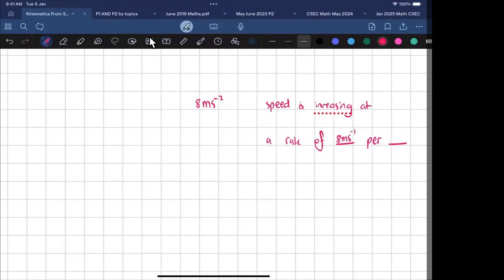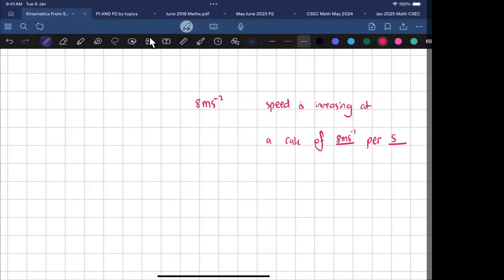So this is velocity. And when we talk about acceleration, the velocity is changing with respect to time. Right. So for every unit of time that passes, the speed increases by 8 meters per second. Look at the units, it's s to the minus 2. Every second. So for every second that passes, your speed is increasing by 8 meters per second.